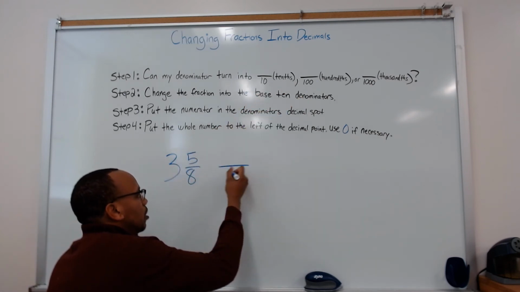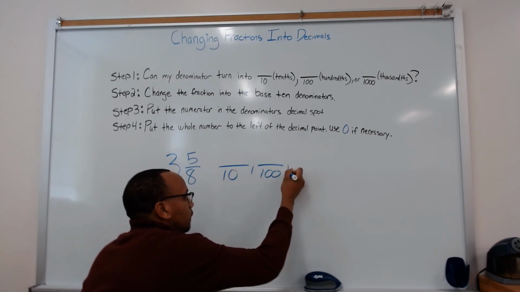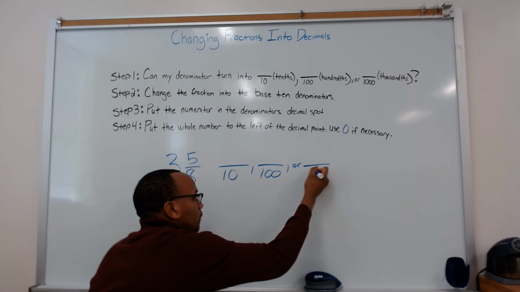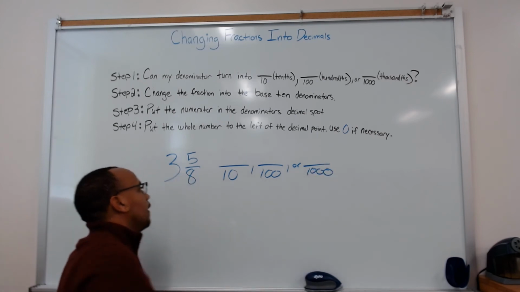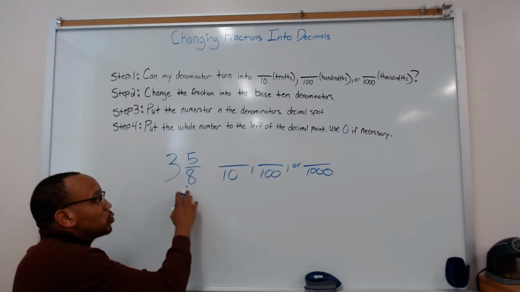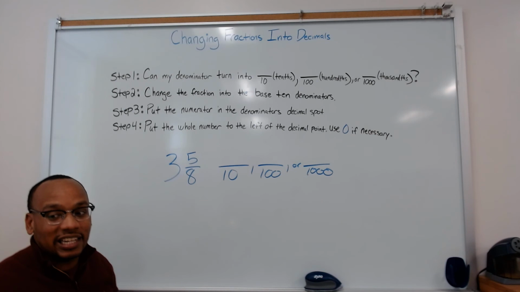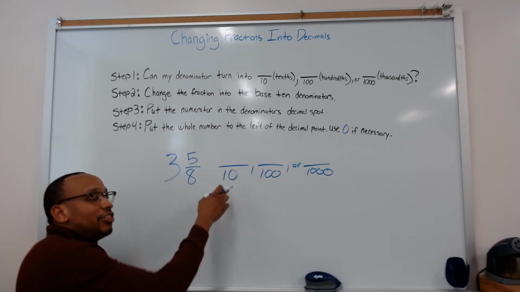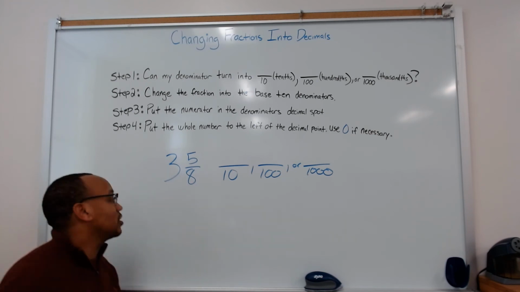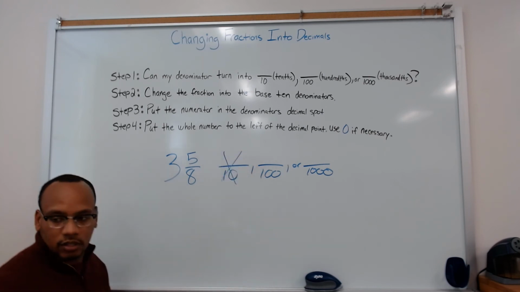Well, let's take a look. 8 times 1 is 8. And 8 times 2 is 16. So 8 times nothing is going to give you 10. So if you can't turn 8 into 10, it can't become tenths.